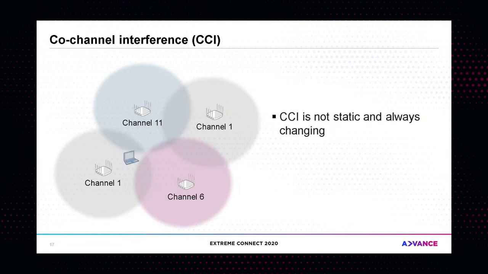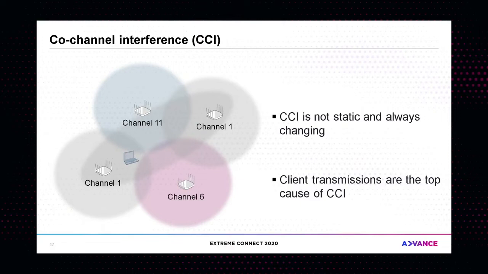It's always changing, and the reason being is that client transmissions are the top cause of co-channel interference. So let's just pretend you have 2 APs right there in channel 1, and they don't hear each other and they don't interfere with each other.